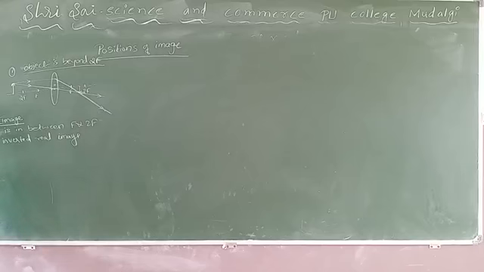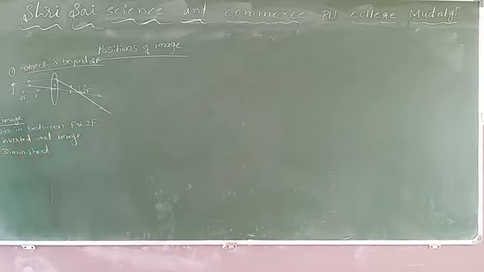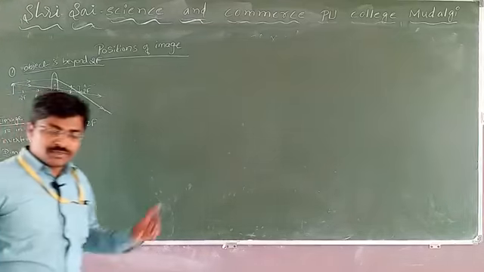And what is the size of this one? Comparatively, if you compare object size and this image size, it is diminished, small. First case: object beyond 2f, if I kept the object beyond 2f, then you will get the image in between f and 2f. First case, remember, in between f and 2f. Then the image is between f and 2f, inverted and real, diminished image, small size. This is the first case.